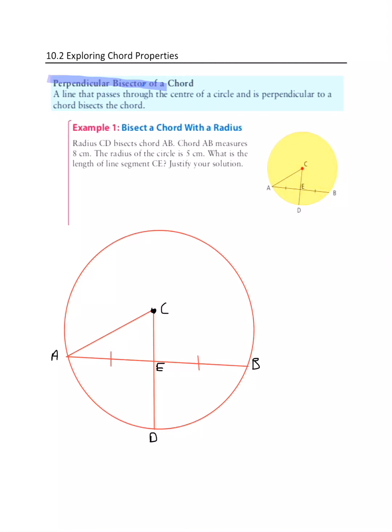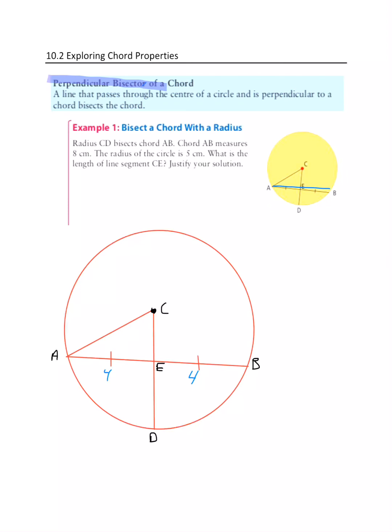Alright, so let's add some dimensions here. It says chord AB measures 8 centimeters. So this entire chord across measures 8. So because of these two lines here, we know that each side measures 4. And I'm just going to leave out the centimeters just so it doesn't get too cluttered, but we know that every dimension we write is going to be centimeters. Okay, so it measures 8, therefore both sides measure 4.